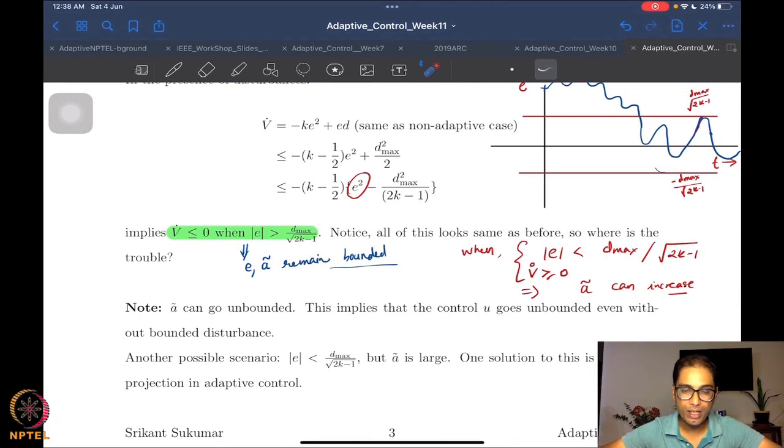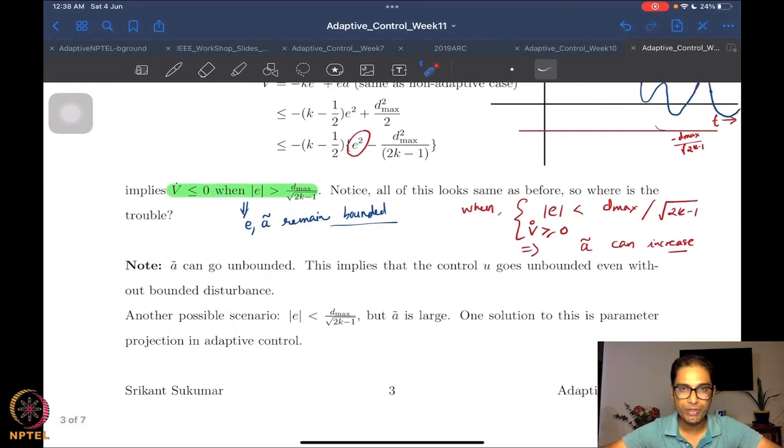This is one of those reasons which really restricted the growth of adaptive control in the 80s and 90s, of course. And so what we want to know is how to get rid of this explosion of parameter value issue.